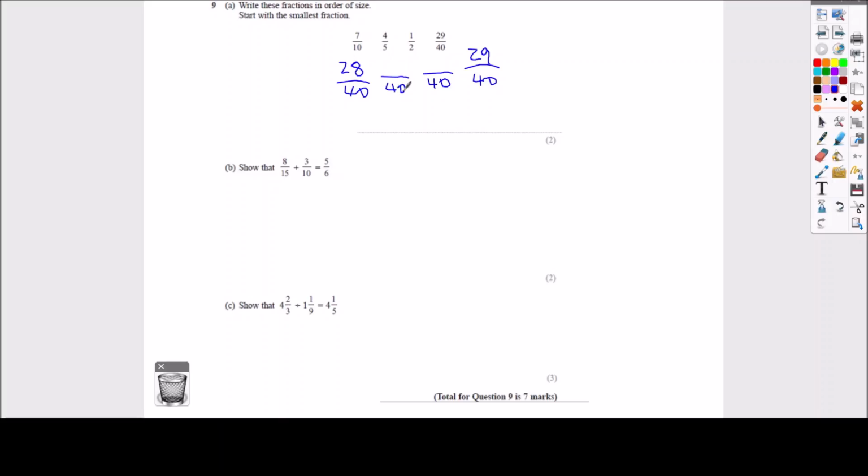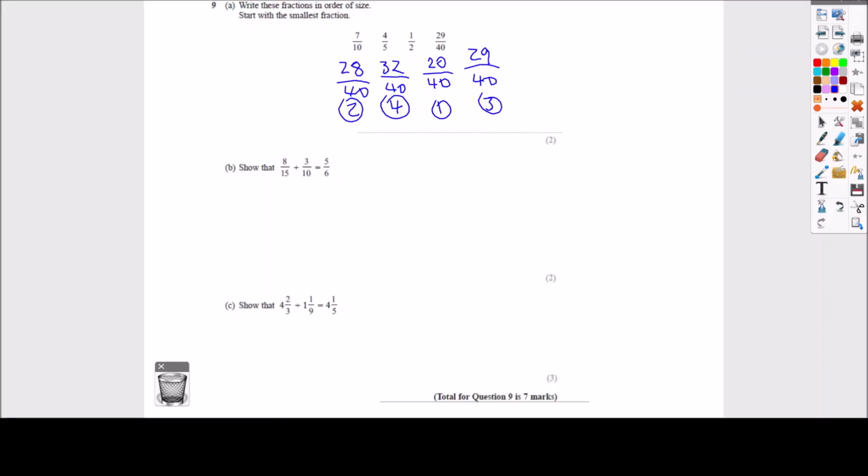4/5, turning that into something over 40. 5/8 of 40. So if I've multiplied the denominator by 8, I've got to multiply the numerator by 8, which is 32. 4/8 is 32. And a half is 20 over 40. So putting these in order, that's the smallest, then that, then that, then that.